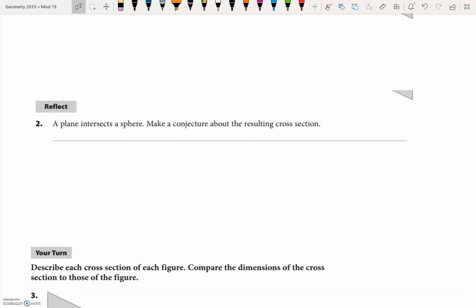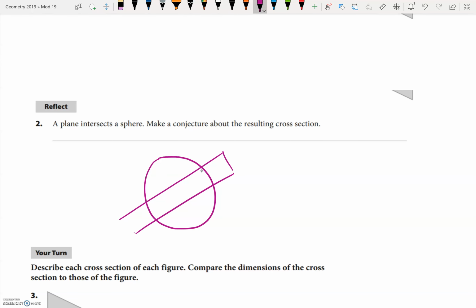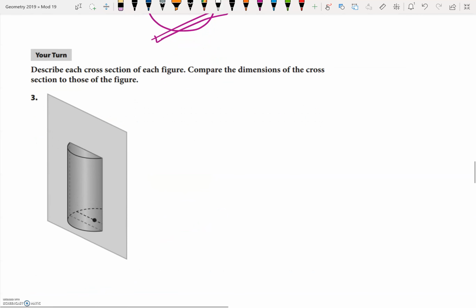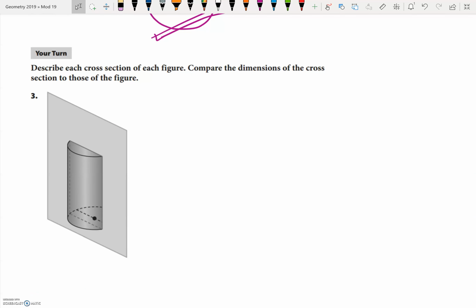A plane intersects a sphere. So if we take a sphere and intersect it with a plane, you will get a circle, no matter how you slice it. Even if you slice it over here, you'll still get a circle on the plane. So with a circle you can change the size of the cross section, but you won't be changing the shape. Oh look, if we cut this cylinder not down the middle, what would it look like? It would be a rectangle.